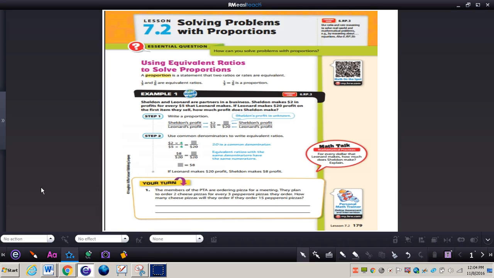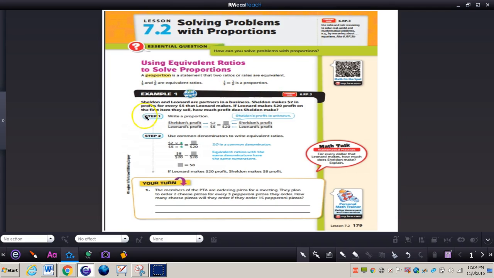So let's take a look at using equivalent ratios to solve proportions. That will be one way, and it's important to understand what a proportion even is. You'll need to write this down in your Go Math book. It says a proportion is a statement that two ratios or rates are equivalent. So you can see here 1/3 and 1:3 and 2:6 are equivalent ratios. So 1:3 equaling 2:6 is what is called a proportion.